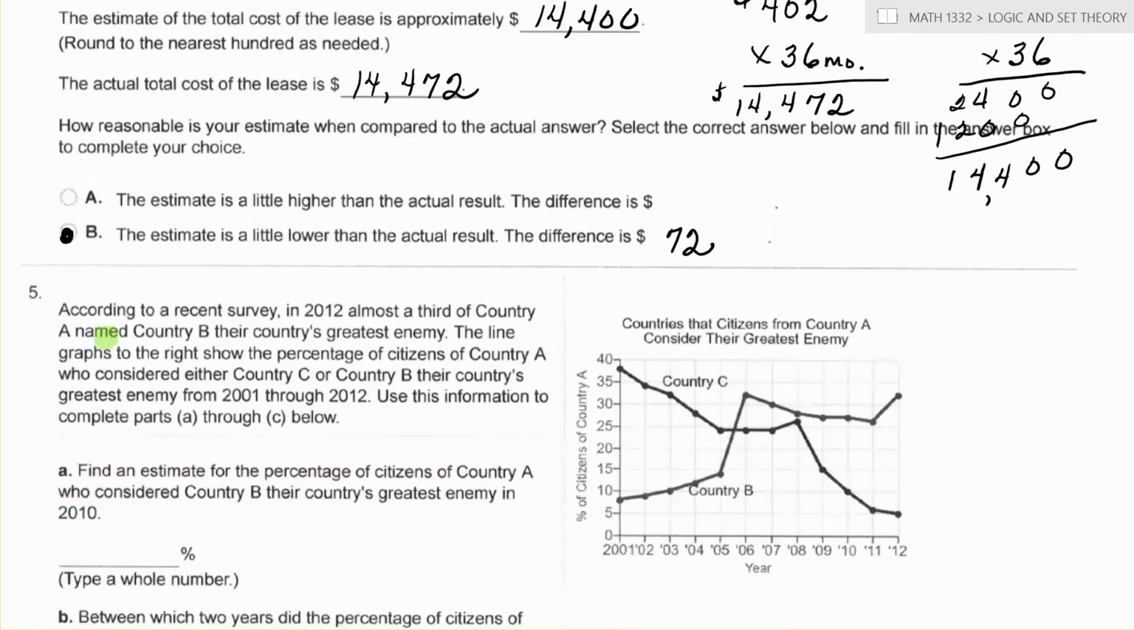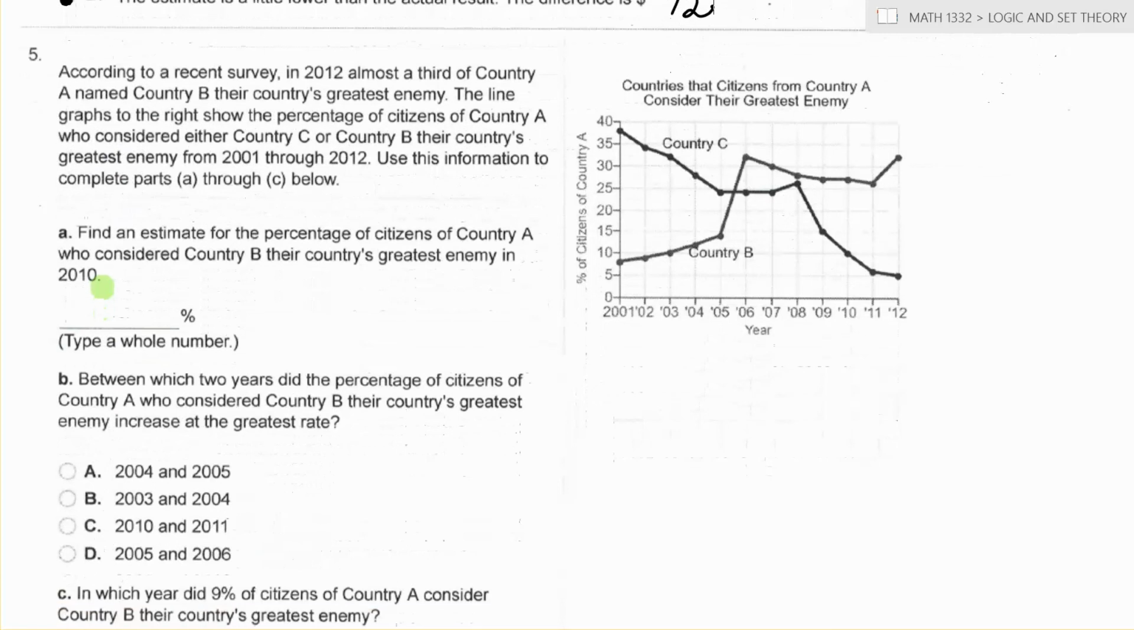All right. Last question. We're going to do some estimating using a graph. All right. These are the results of a survey. According to a recent survey, in 2012, almost a third of the country A named country B as their greatest enemy. The line graph to the right shows the percentage of citizens of country A who consider C or B their country's greatest enemy from 2001 to 2012. All right, let's just talk about this for a minute.